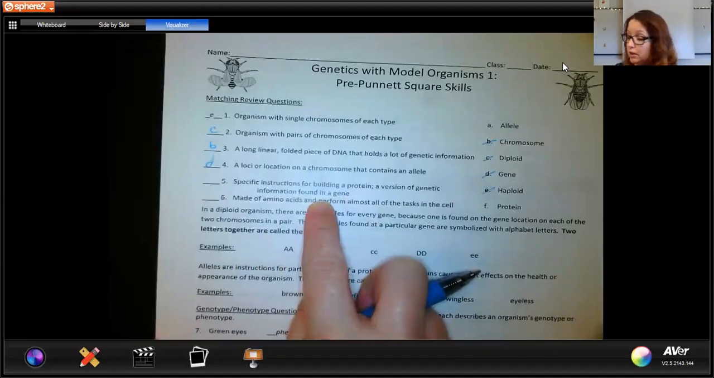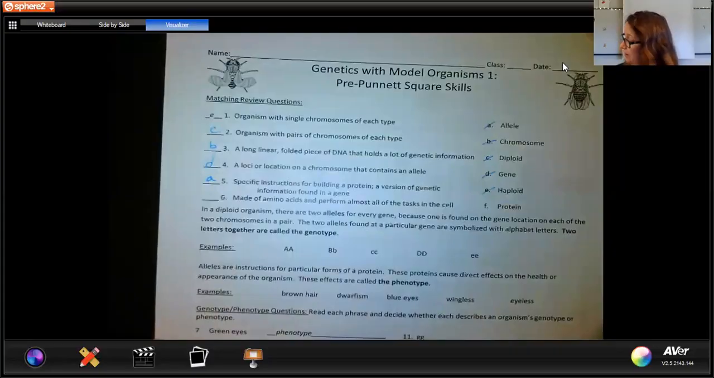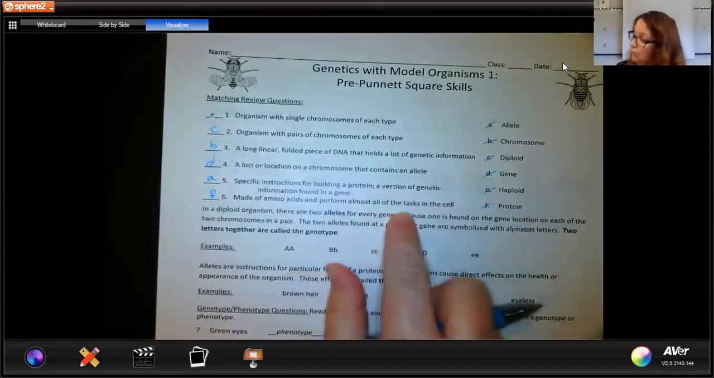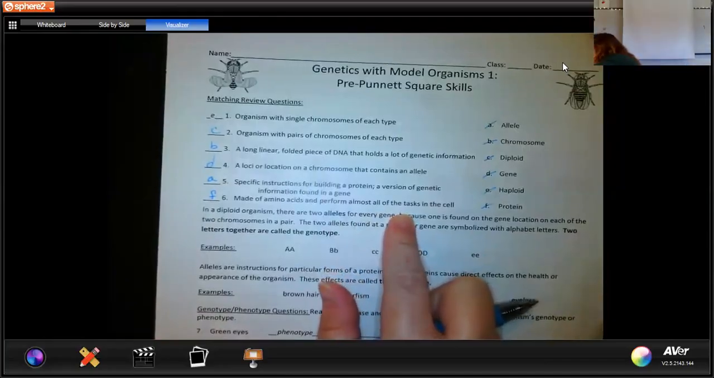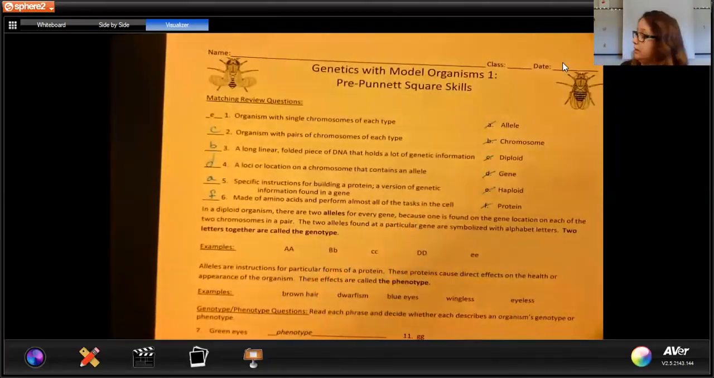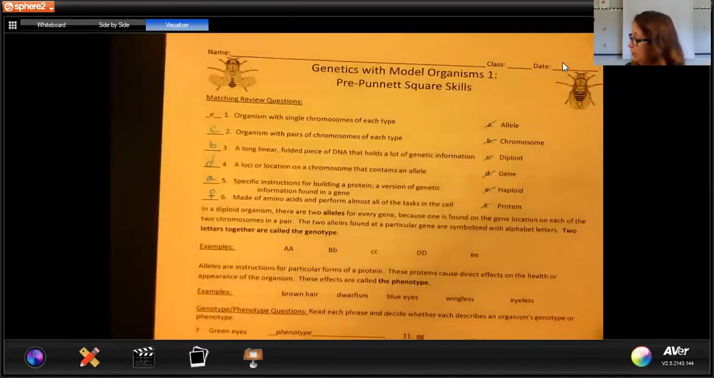Specific instructions for building a protein, a version of genetic information found in a gene. We're still working with genetic information. The last genetic information word we have is A, allele, and made of amino acids. You could probably stop right there and perform almost all the tests in the cell. That is an F for protein. I took off the light there, so maybe you can see that better. Let's autofocus this again. All right.